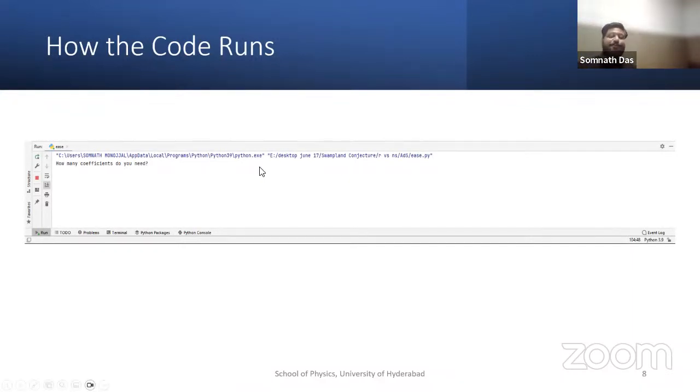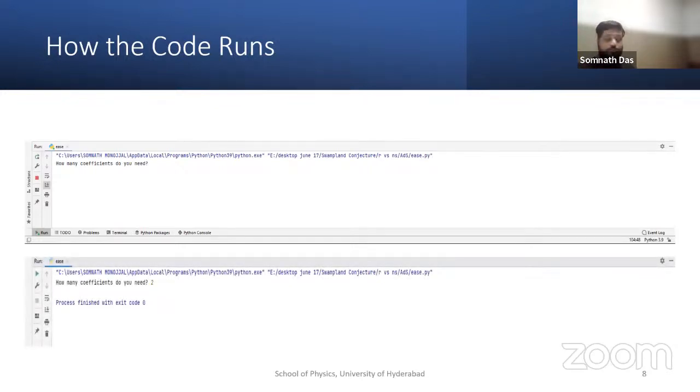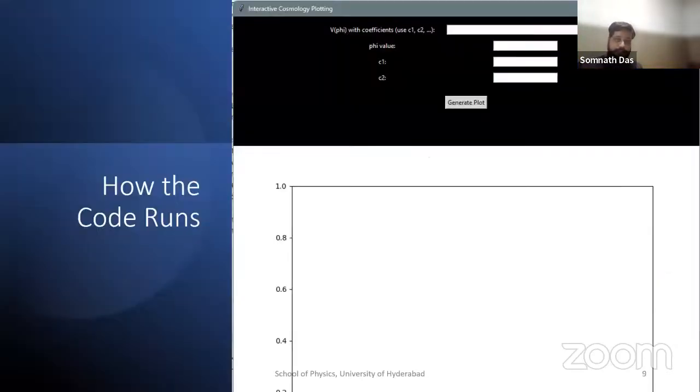I'm sorry, I cannot show the code due to obvious reasons. So how the code runs is that when we execute the code, it asks how many coefficients we need, and I have given an input of 2. Based on that, it opens a window like this. Here you can see one can give input of V of phi. Phi is the scalar field that is driving inflation. Let's consider it as some variable x. With a variable and two coefficients, we can input, and we have to give an initial phi value, which is related to the physics of inflation.